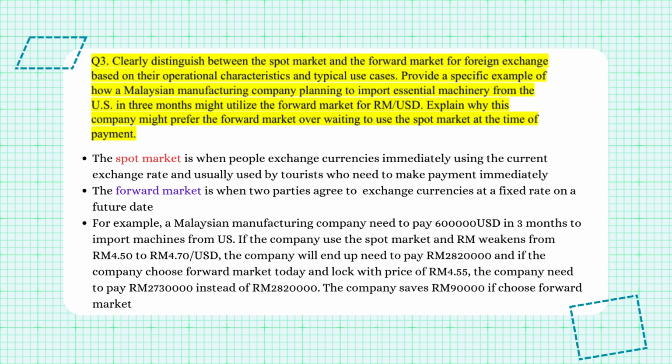So if the company uses the spot market and let's say RM weakens from RM 4.50 to RM 4.70 for 1 USD, the company will end up needing to pay RM 2,820,000. And if the company chooses the forward market today and locks in the price of RM 4.55 for 1 USD, the company needs to pay RM 2,730,000 instead of RM 2,820,000. So the company will save RM 90,000 if they choose the forward market.